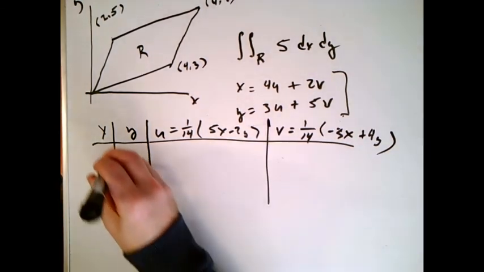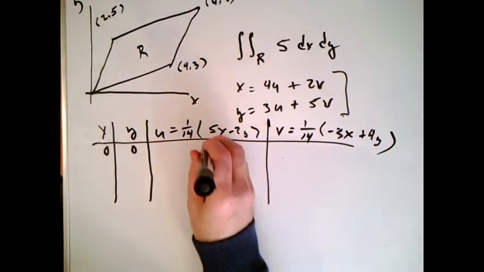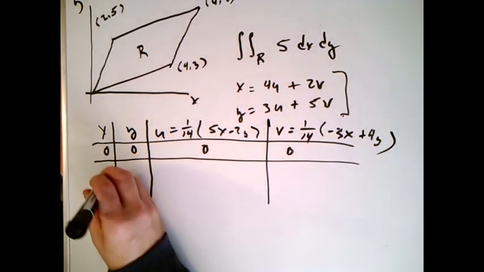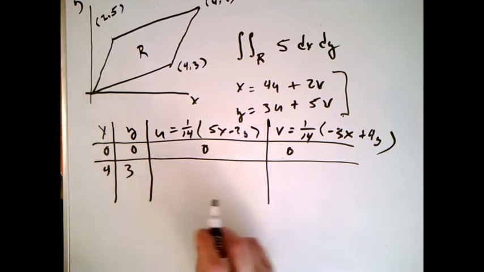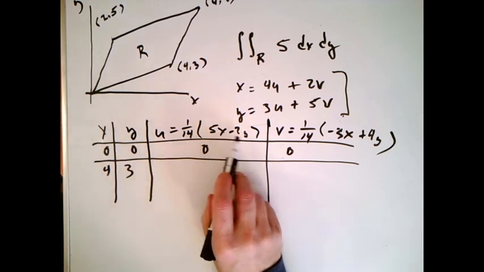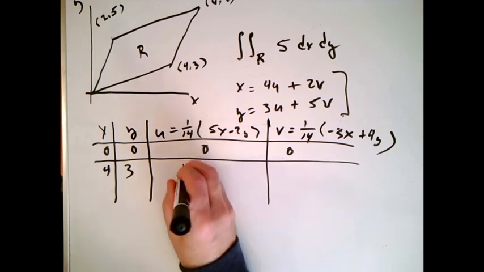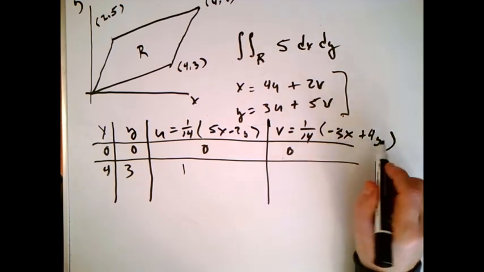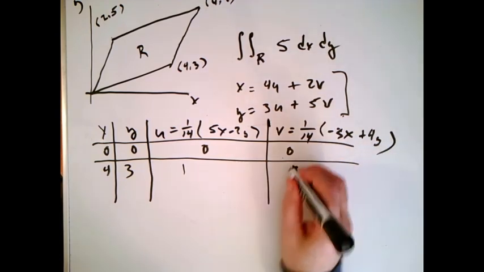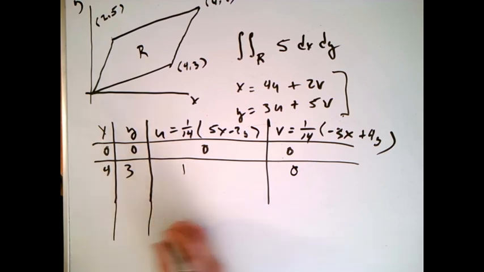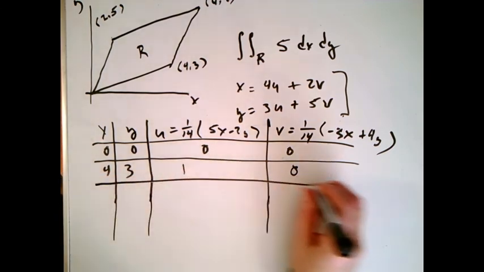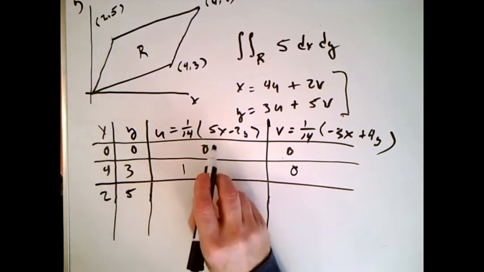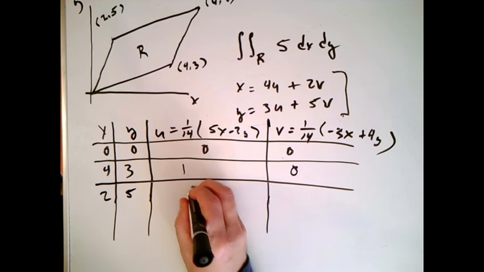Now that we have that, I can start plugging in the points. I know that when I plug in 0, 0, I'm just going to get 0, 0. So that one is just absolutely trivial. When I plug in the point 4, 3, I'm going to get 20 minus 6, that's 14. 14 divided by 14 is 1. You can see where we're making that substitution. When I plug in 4, 3 over here, I get minus 12 plus 12. That's going to be 0. So this thing turns the point 4, 3 into the point 1, 0. We also have 2, 5. When I put a 2 right here and a 5 right here, I get 0.